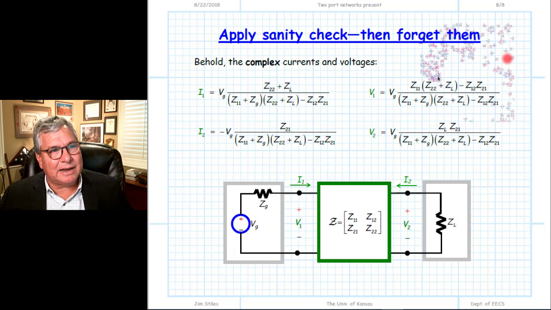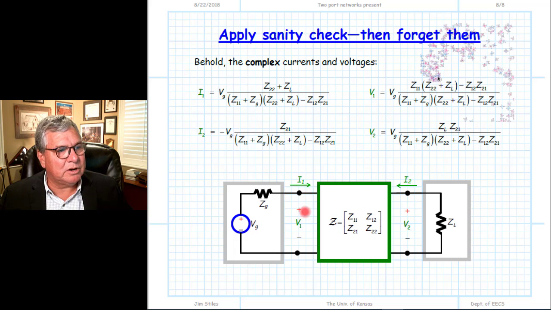Now, look at the title here. I said, apply the sanity checks, and then forget them. What do I mean? I'm saying, forget these results here. If you ever use these results to solve a problem in this class, you're doing something wrong. The reason we did this is to show that the transimpedance parameters for this 4-port device, in addition to the equivalent circuit for the source and the load, are sufficient to determine the current and voltage. We know exactly what they are from just these values, these 7 parameters.